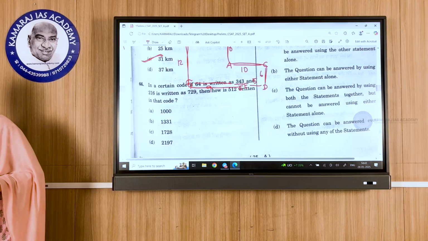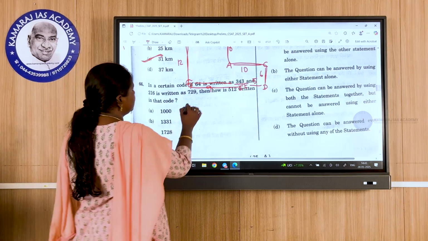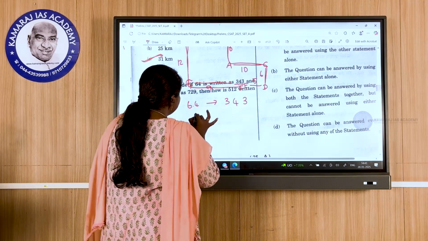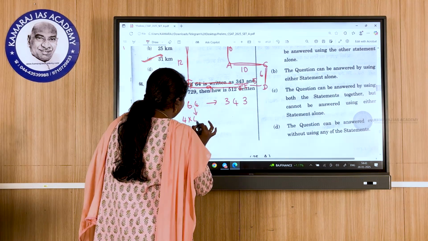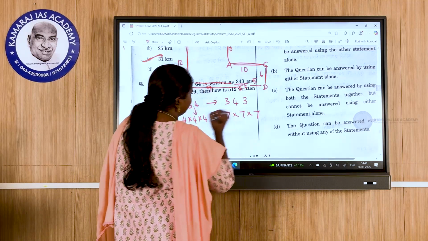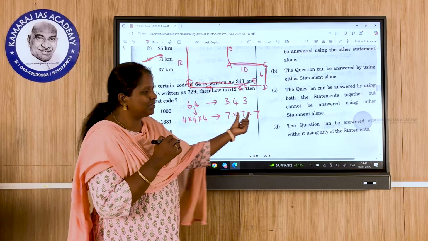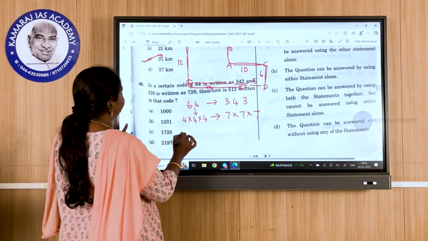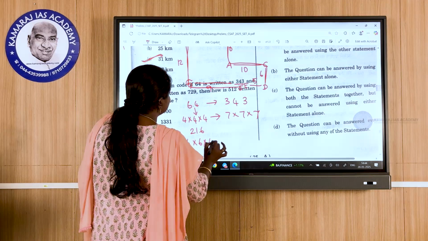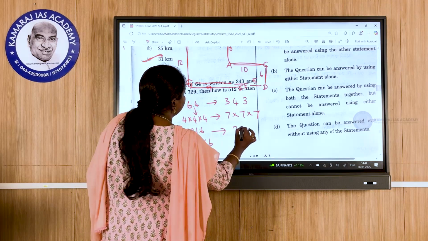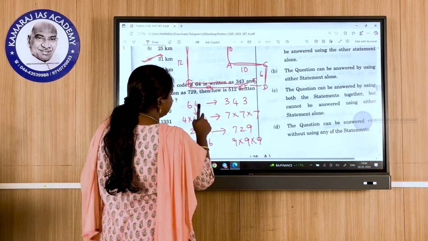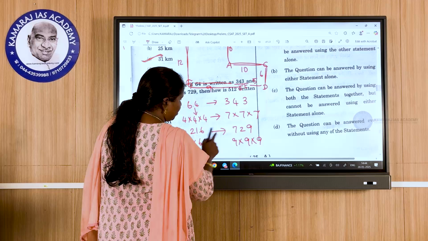Next. Now 64 is written as 343. Now 64 is what? 4 cross 4 cross 4. And what about 343? It is 7 cross 7 cross 7. So 4 cube is written as 7 cube. Now see here, 216. This is 6 cross 6 cross 6 is written as 729. That is 9 cross 9 cross 9. So what is the difference here? 4 plus 3, 7. Here 6 plus 3, 9.